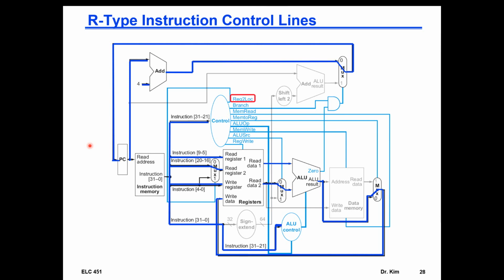These are the pertinent control lines that are involved. This one tells this MUX what needs to be read. It comes from this field of the instruction because it's a register instruction. Sometimes the second register comes from this field, and we need to grab it from here.